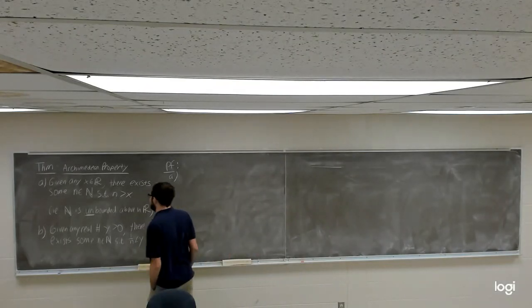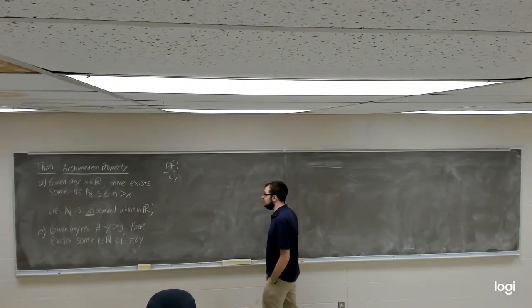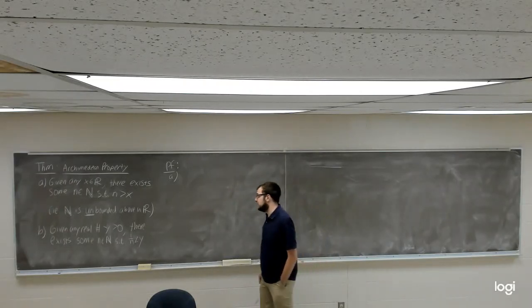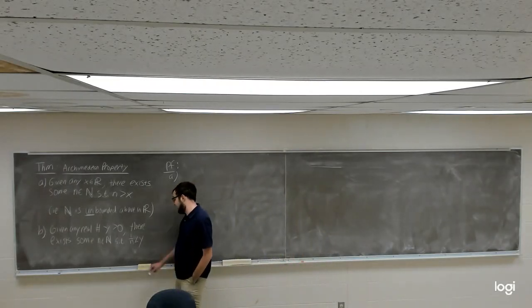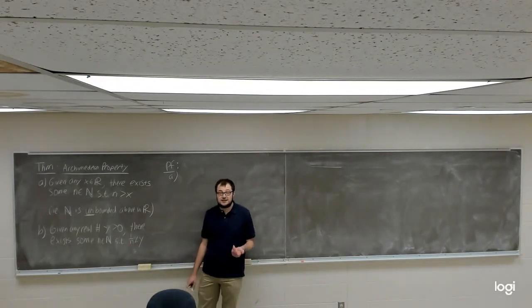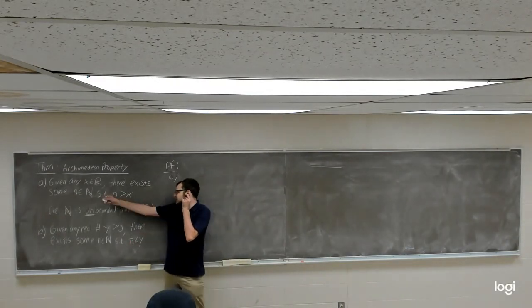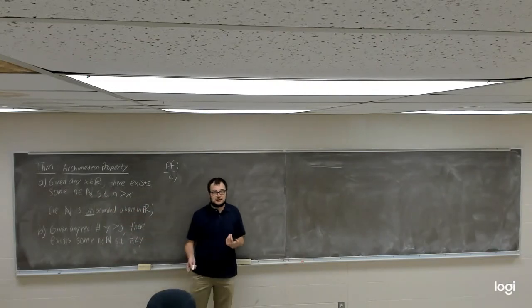And part B says something somewhat similar. It says given any positive real number y, there's going to exist some natural number n such that 1 over n is less than y. And again, as a reminder, s.t., if you ever see me write that, that just means such that.